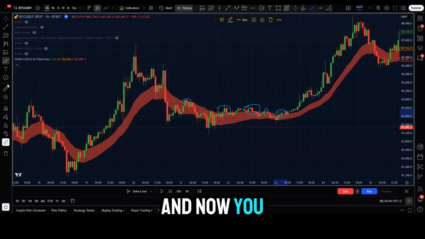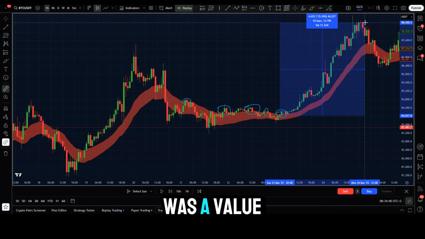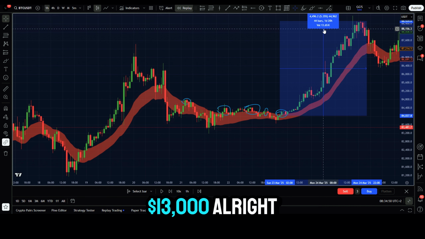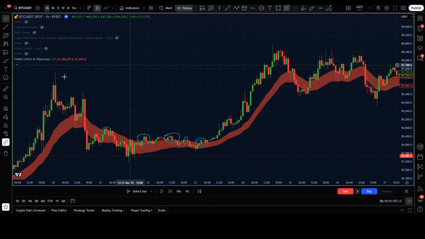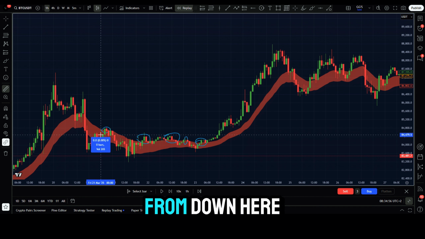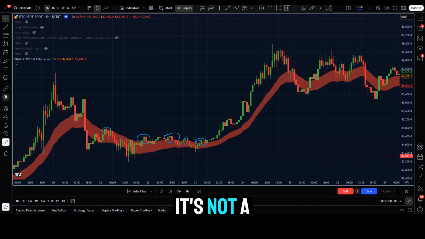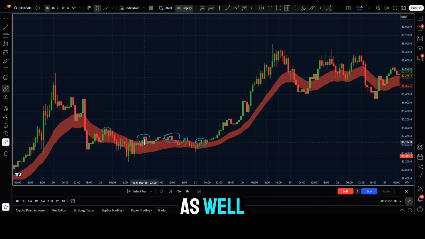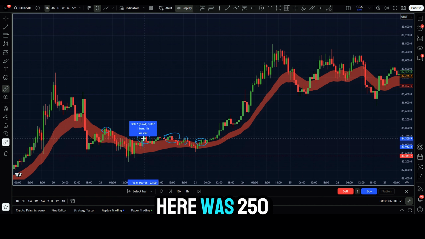And now you can see that for them to push the market from here to here was a valid $13,000. All right. And for them to give us these pumps and dumps, you see, to push the market from down here to above the field area was around $1,000. Again, it's not a lot. All right. Here as well, to push the market from down here to up here was 250.